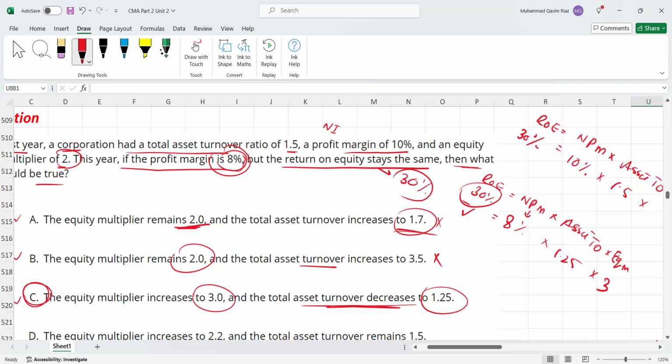Now if you apply the fourth one, keep net profit margin 8%. Fourth is what? If equity multiplier is 2.2, keep it 2.2, and asset turnover is 1.5. Just try it. 8 times 1.5 times 2.2. So it is 26% almost. No, this is not the option. So option C is the correct option. I hope it is clear, guys, this question.